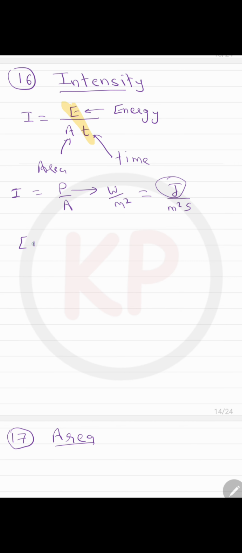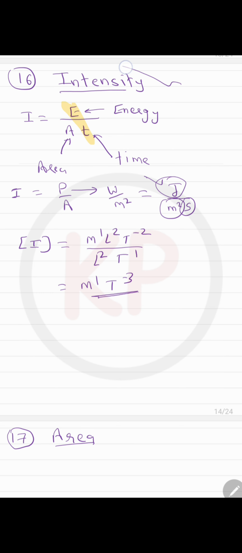It's up to you. Now the dimensional formula of intensity. The dimensional formula of joule, that is work, is M1 L2 T minus 2. You can take power also, upon meter square meaning L2, second is T1. So this becomes M1 T minus 3. So intensity is a physical quantity which has no dimensions for length. Remember this thing. This can be asked in MCQs.